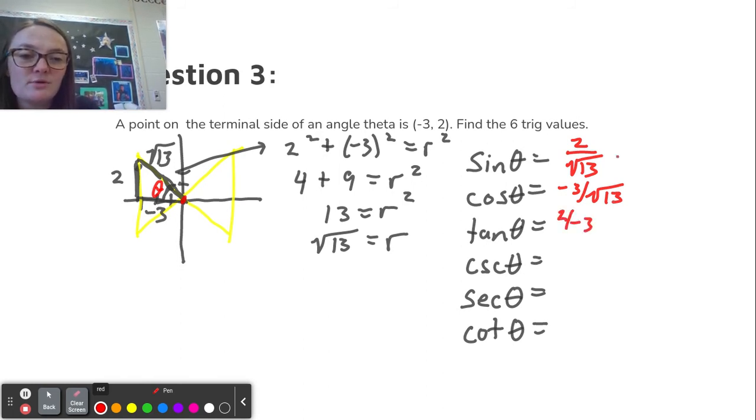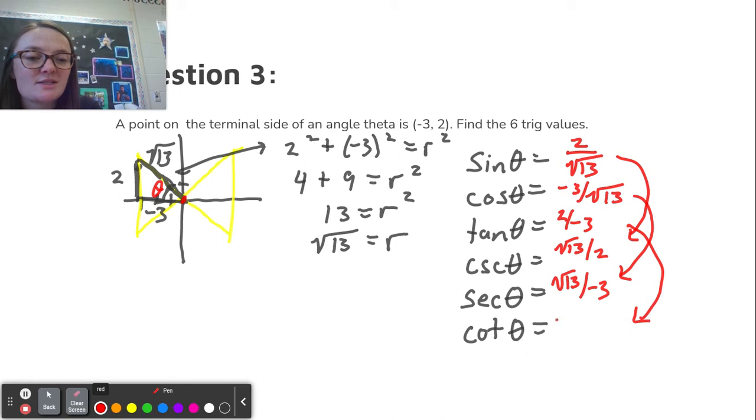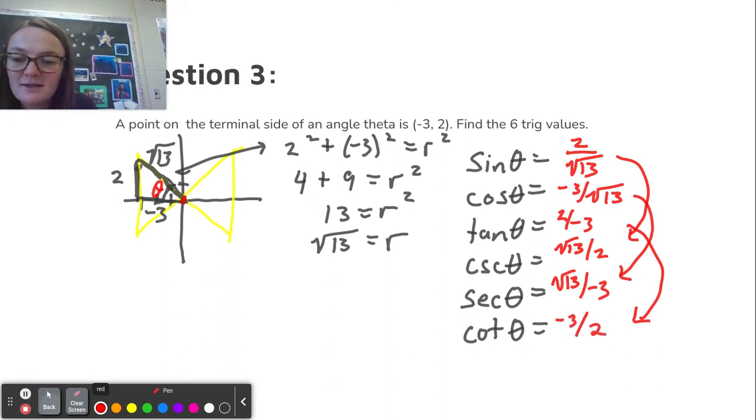Cosecant is the reciprocal of sine, so it is going to be radical 13 over 2. Secant is the reciprocal of cosine, so this is going to be radical 13 over -3. And cotangent is the reciprocal of tangent, so this is going to be -3 over 2. So hopefully this question isn't too bad. Let's keep on moving to the next question.